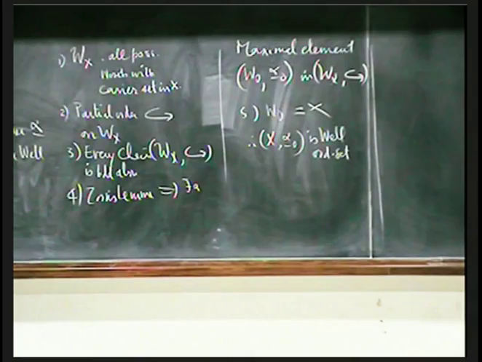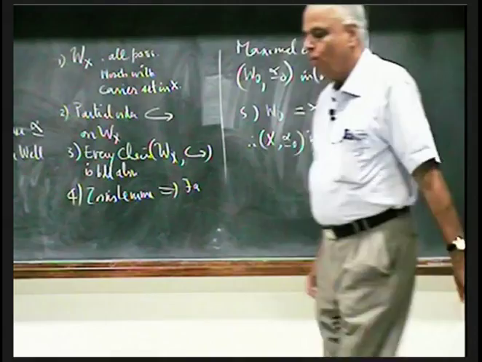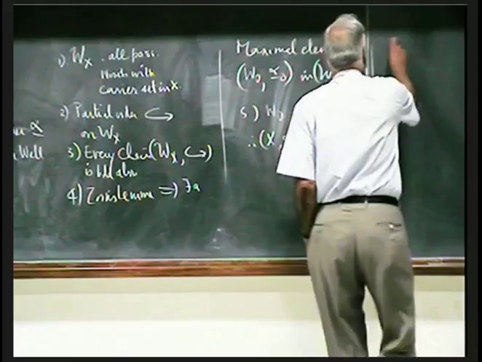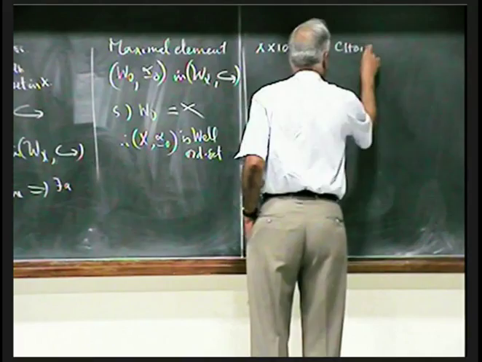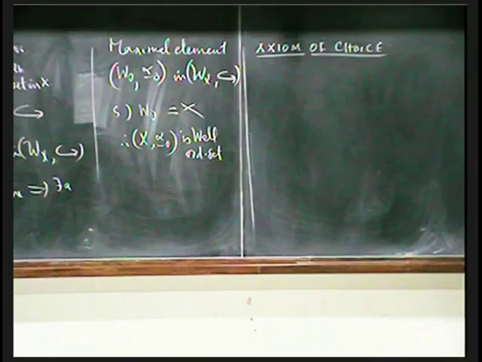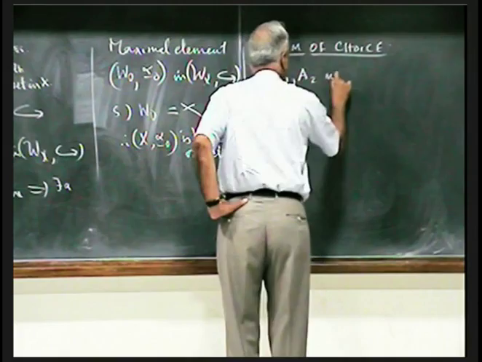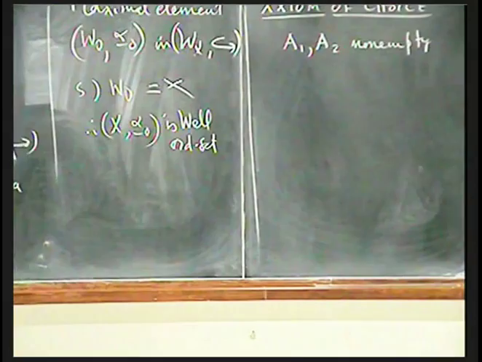Now if you grant the well-ordering theorem, then we can prove what is known as the axiom of choice. Okay. So that's what my next topic will be. Very briefly, I'll look at the axiom of choice. As I said last time, I have two sets, say A1, A2, both non-empty. Take two non-empty sets.